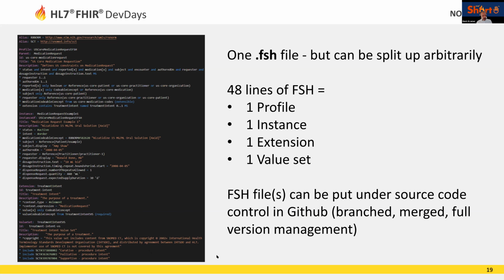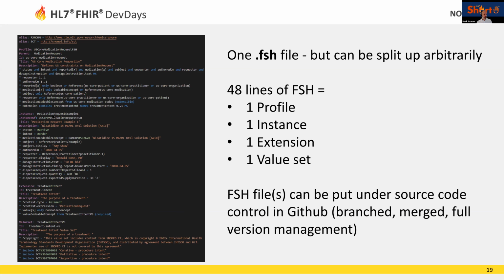We can branch it, we can merge it, we can have multiple developers working on it at different times. They can fork it. So you can have a whole team working on your IG with different FSH files being active at the same time. And for larger projects, this is invaluable. The other thing that I should mention here, since it's just text, if you decide to rename something, you can just do a global replace.